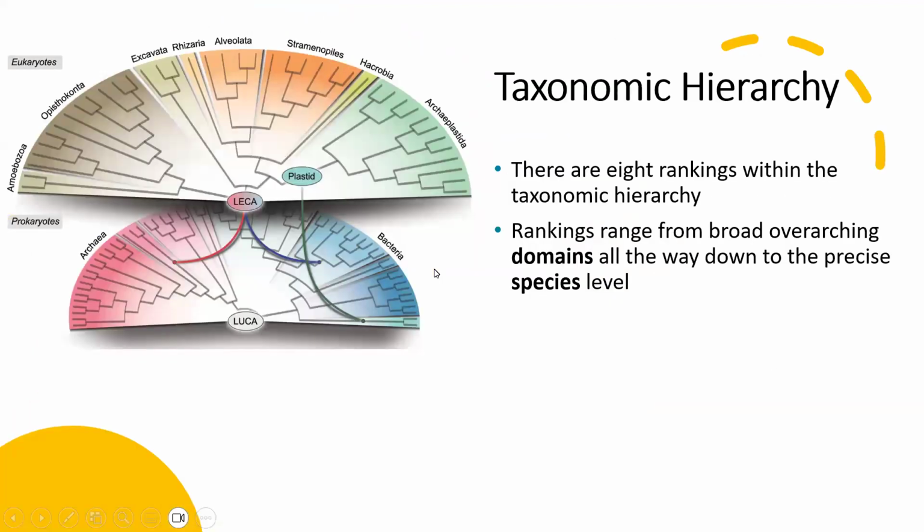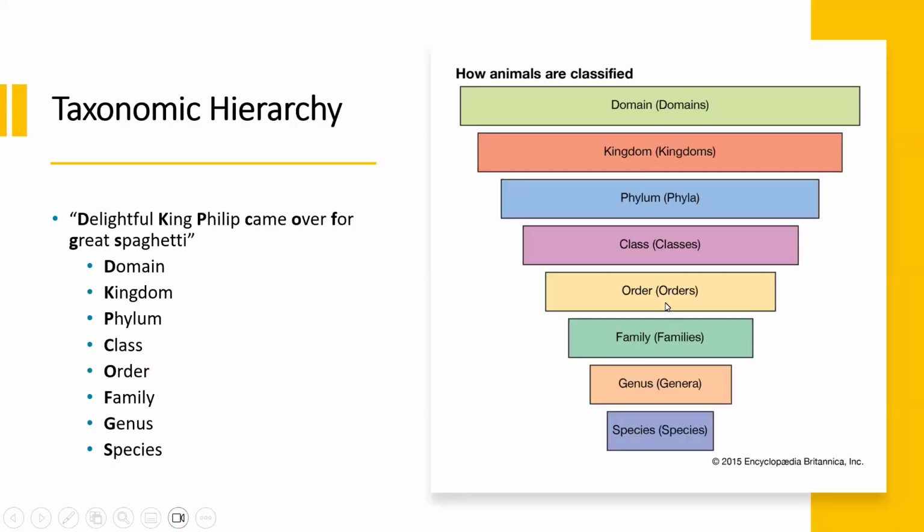All right, so taxonomic hierarchy. There are 8 rankings within the taxonomic hierarchy. These rankings range from the broadest type, which is the domain, right? So we have 3 domains, the archaea, the eukaryotes, and the bacteria, to the more precise, which is at the species level. And so here we have them all laid out: domain, kingdom, phylum, class, order, family, genus, species.